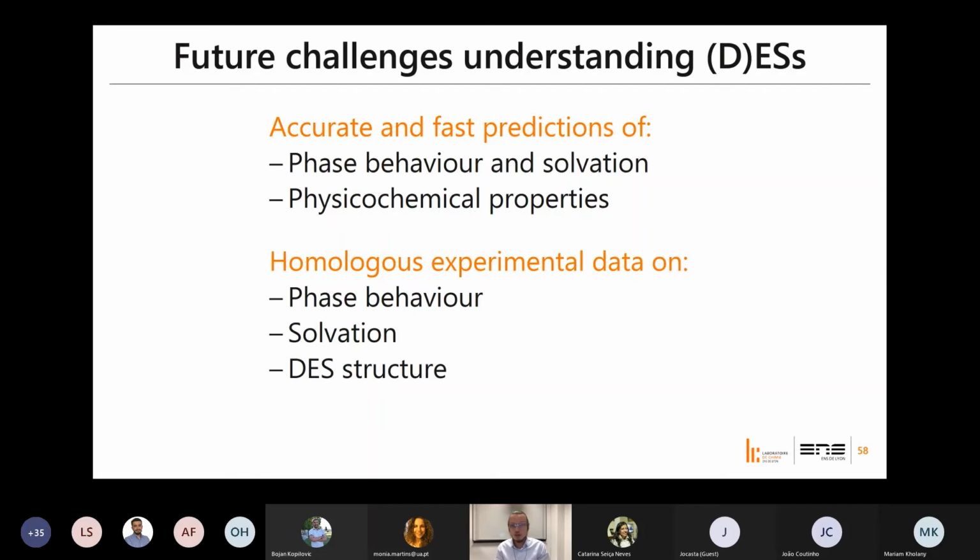And then, of course, how does the structure of the deep eutectic solvent give rise to this phase behavior? So these are, I think, the main things that are already known for quite a bit, but not enough to really fully predict what is going to happen when you put together two components that form a eutectic.